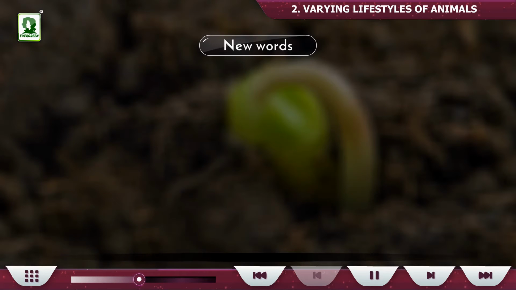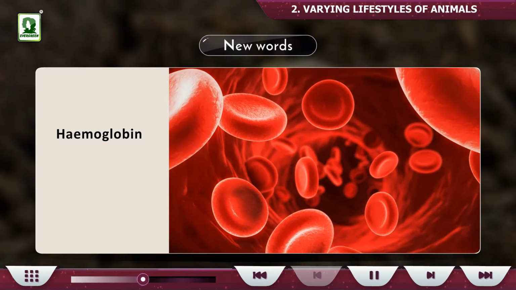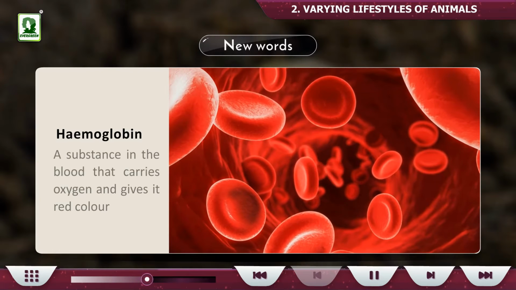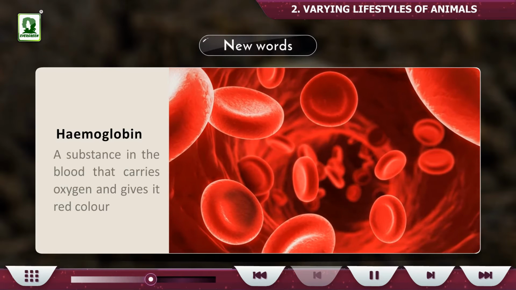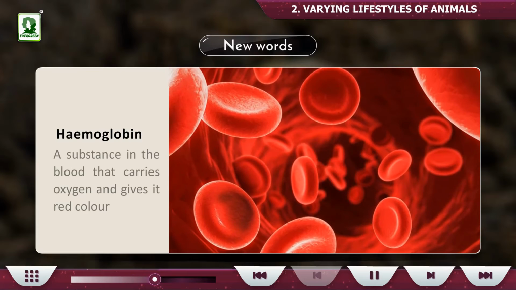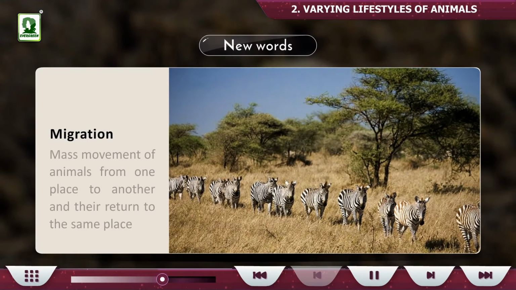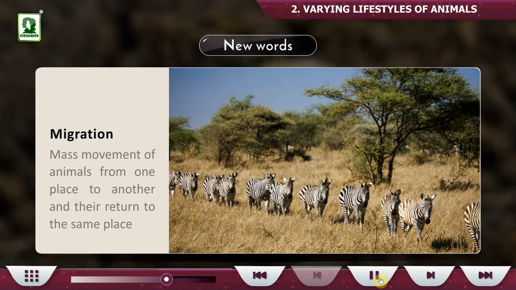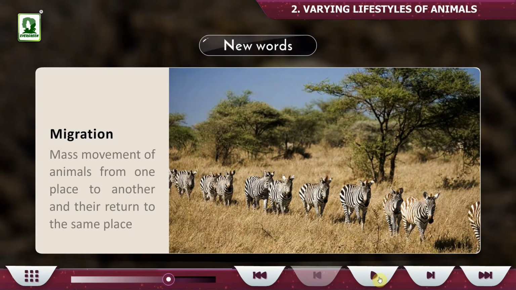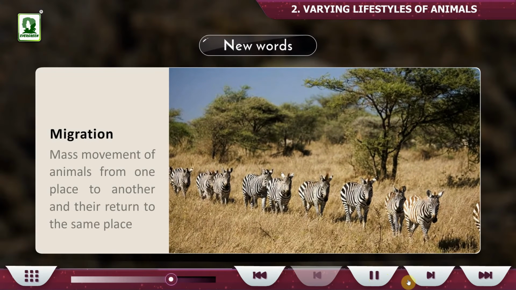New words. Hemoglobin, a substance in the blood that carries oxygen and gives it red color. Migration, mass movement of animals from one place to another and their return to the same place.